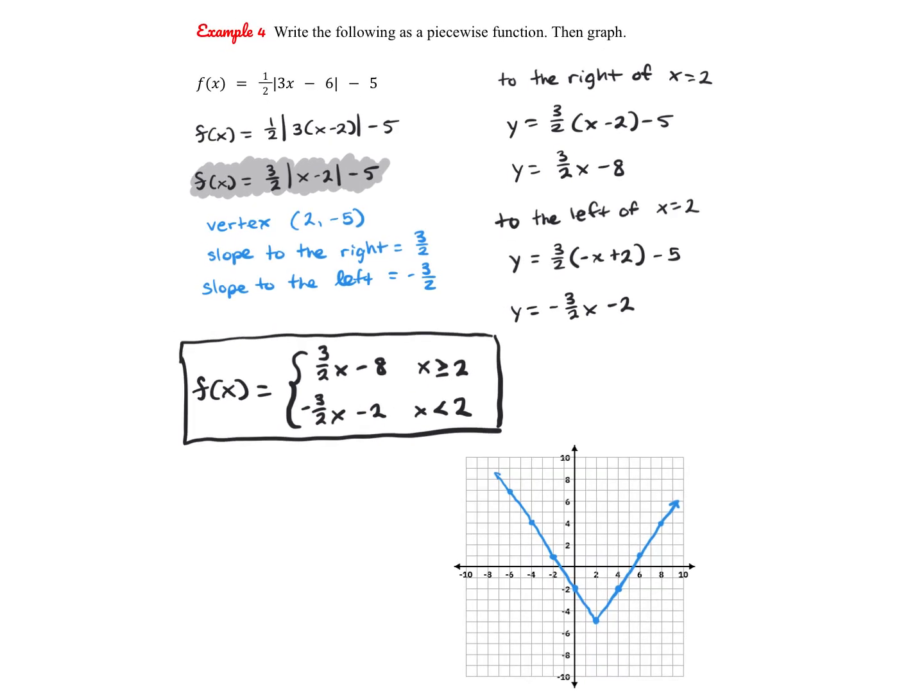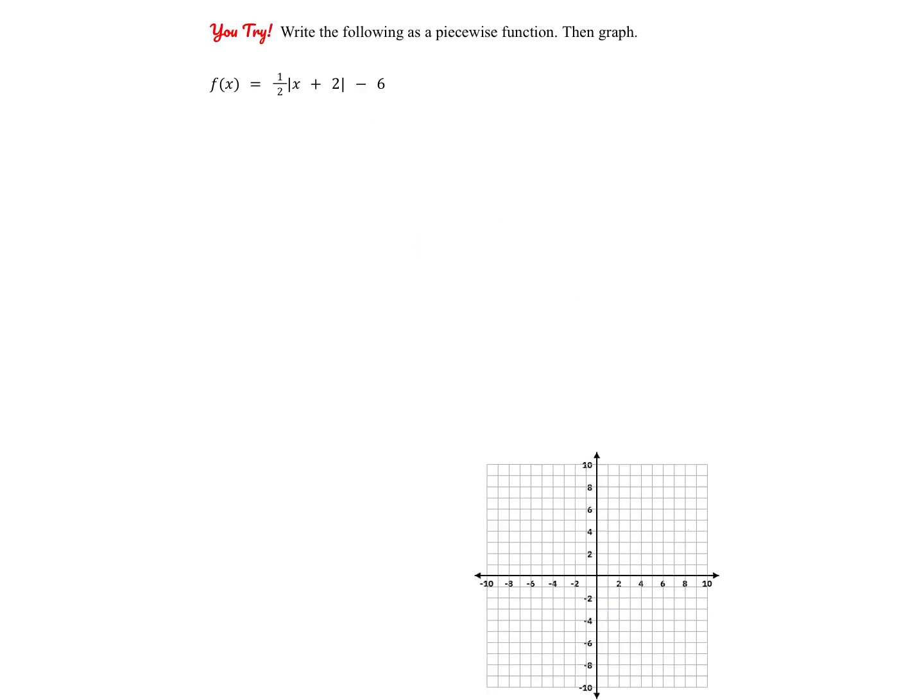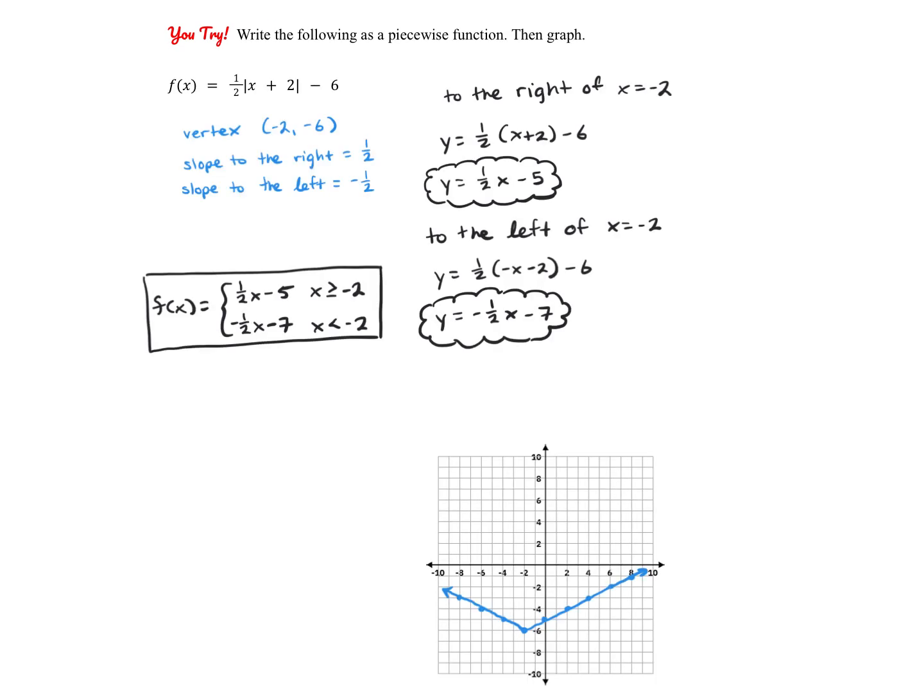So there you go. So just remember, simplify your function first, and then you can use this form to find the vertex and our slopes. And then you could also use this form to define the right and the left half of your graph. Okay, I have this last example for you to try on your own, so please pause the video. All right, go ahead and check your work here.